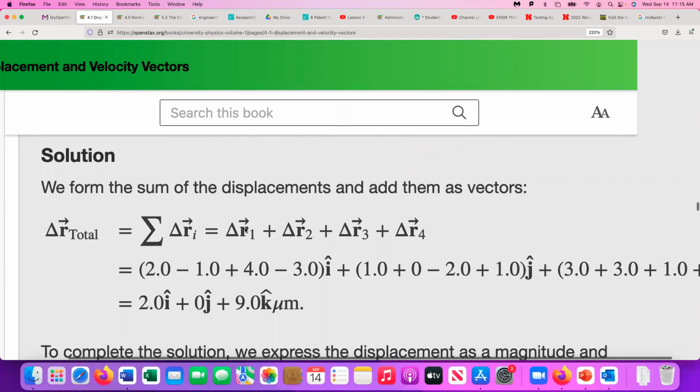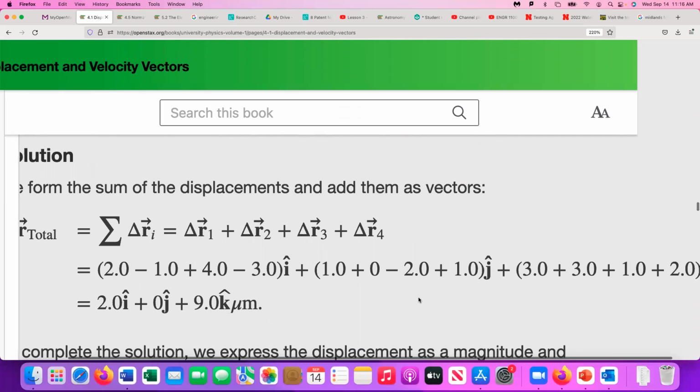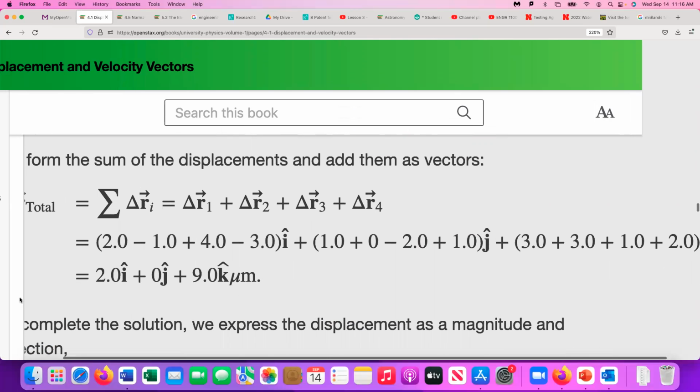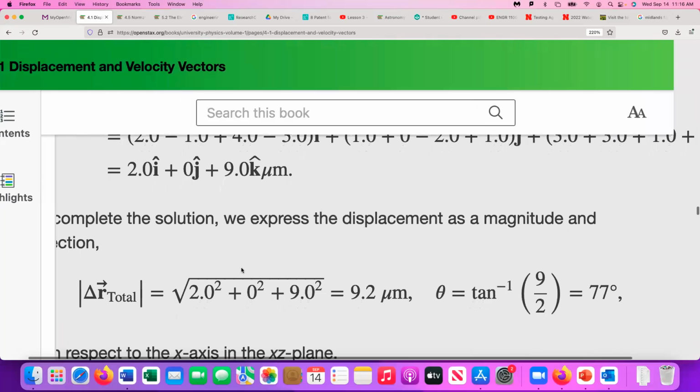Then they do the J hat direction, 1 plus 0 plus negative 2 plus 1 again, and you get a 0 overall in the J hat direction. So a 0 displacement in the J hat direction. And then in the K hat direction, we have 3 plus 3 plus 1 plus 2, for a total of 9, positive 9 in the K hat direction. And so our total displacement is 2 I hat plus 0 J hat plus 9 K hat microns of displacement.